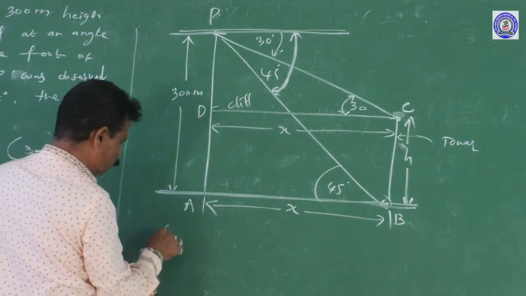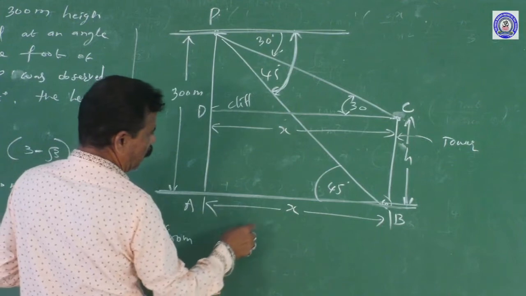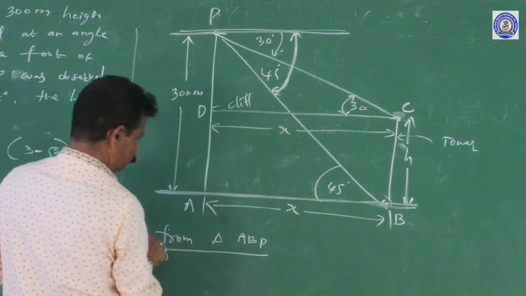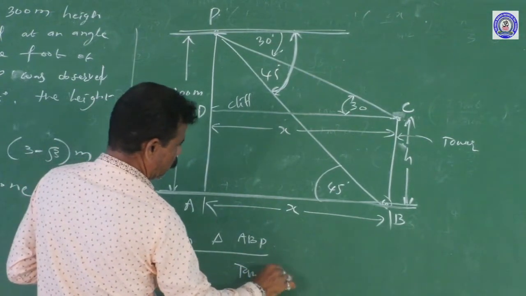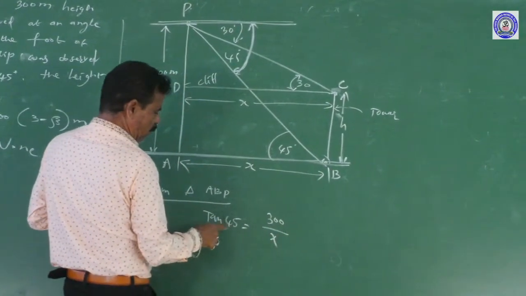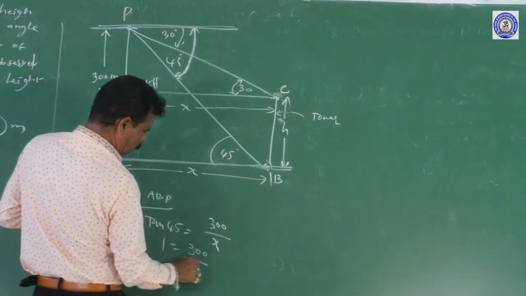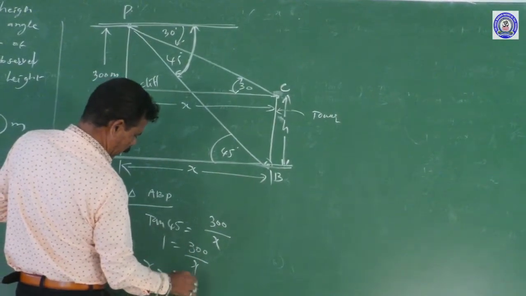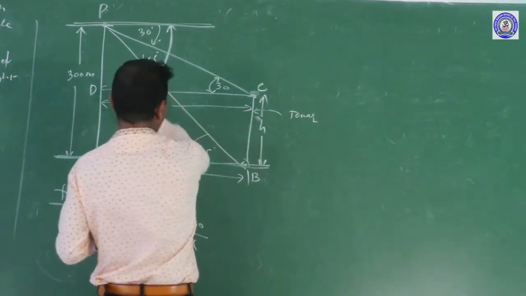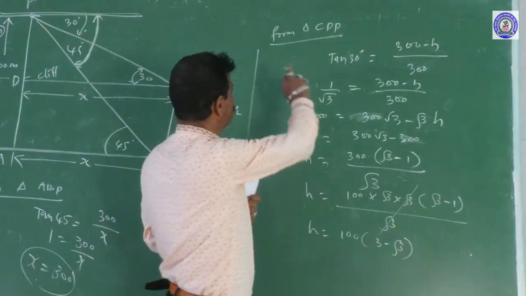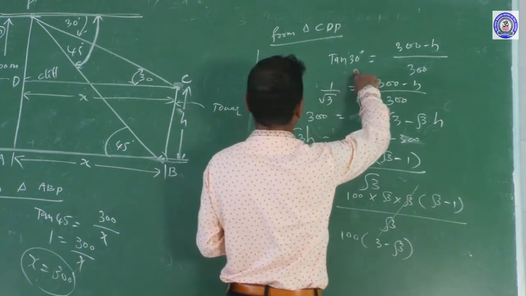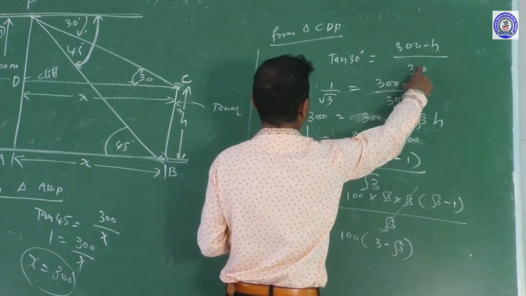From the triangle A, B, P, tan 45 is equal to opposite 300 by x. So tan 45 value 1 is equal to 300 by x. Here x value is 300. From this triangle CDP, from triangle CDP, tan 30 is equal to 300 minus h by 300.